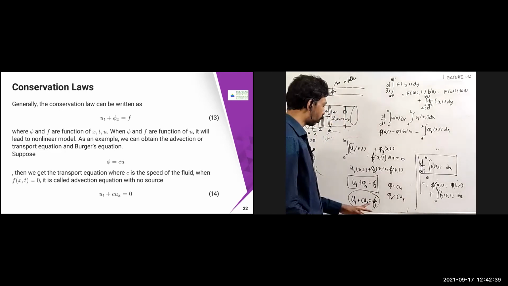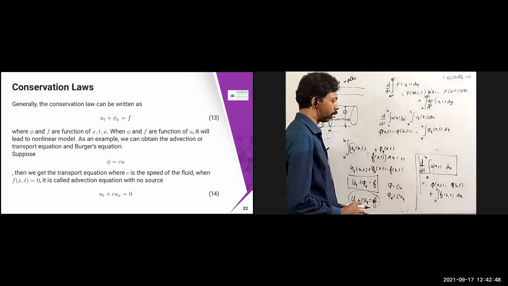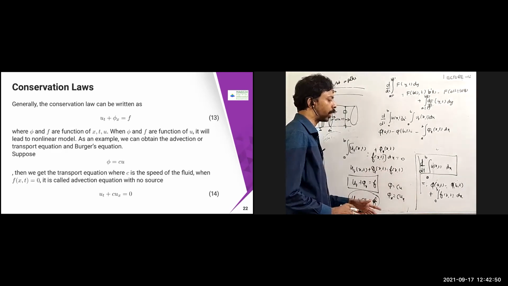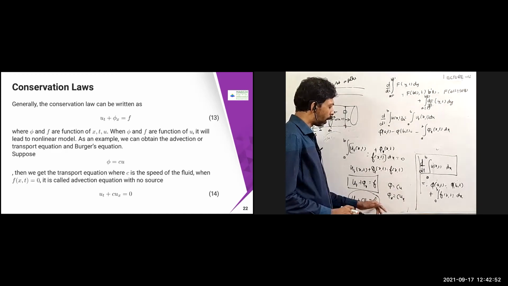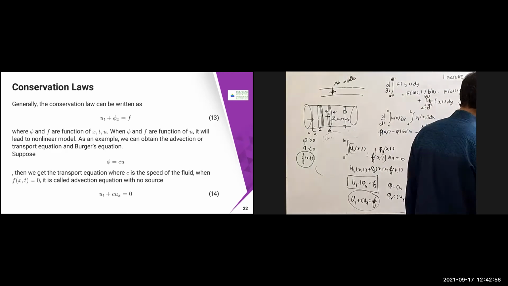Here I assume f equal to 0. This is the same thing we got in the transport equation. Here c is the speed, and you get u_t plus c u_x equal to 0. So that is the equation without any source. Putting in f, that is going to be the source. Now, next one.